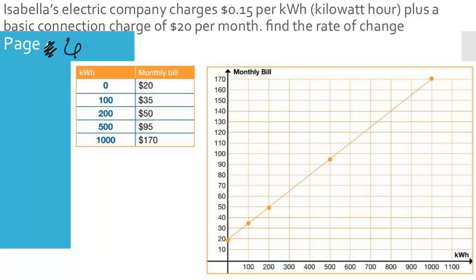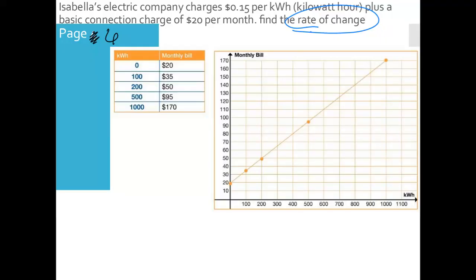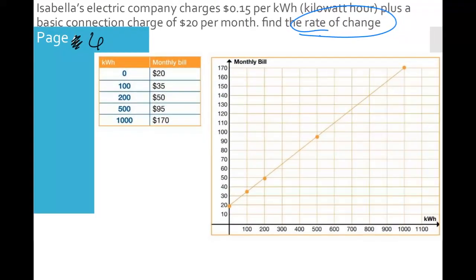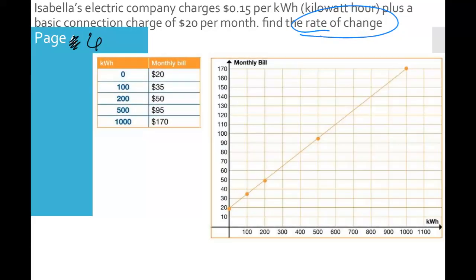So it says, Illabel's Electric Company charges 15 cents per kilowatt hour, plus a basic connection charge of $20 per month. Find the rate of change. Okay? So let's take a look at this. This says per kilowatt hour. So 15 cents per kilowatt hour.